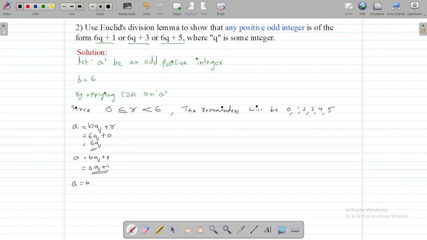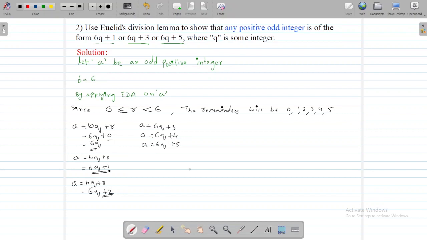a is equal to bq plus r, so 6q plus 2. Why? Because the remainders are starting from 0, 1, 2, 3, 4, 5. So next we will get a is equal to 6q plus 3. Similarly we will be getting a is equal to 6q plus 4, a is equal to 6q plus 5.